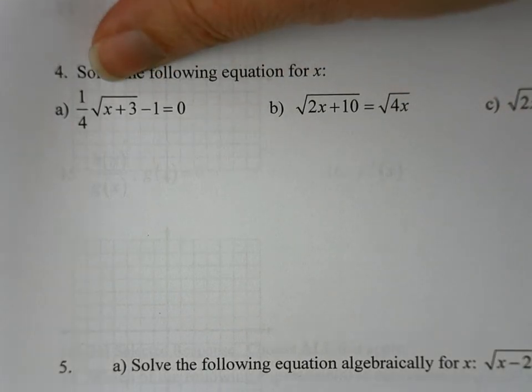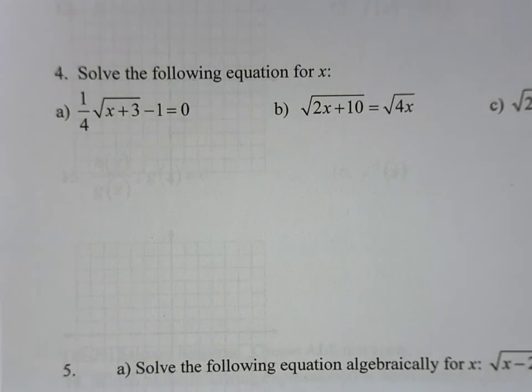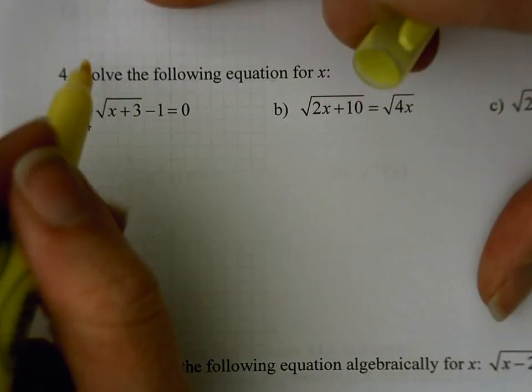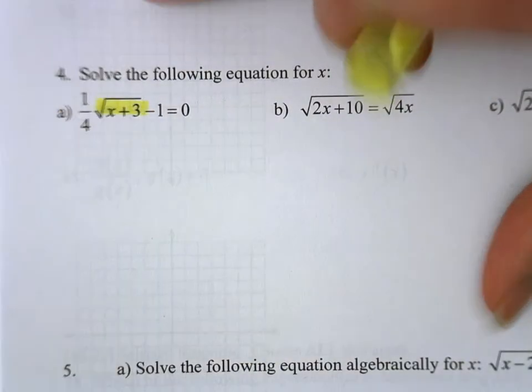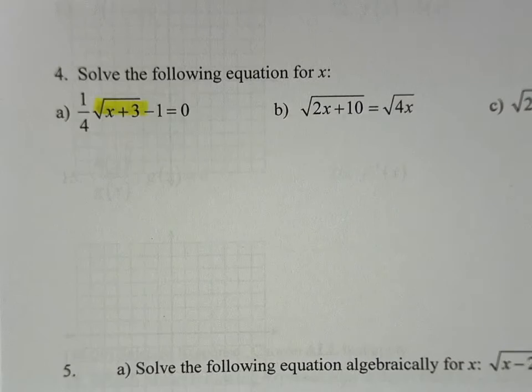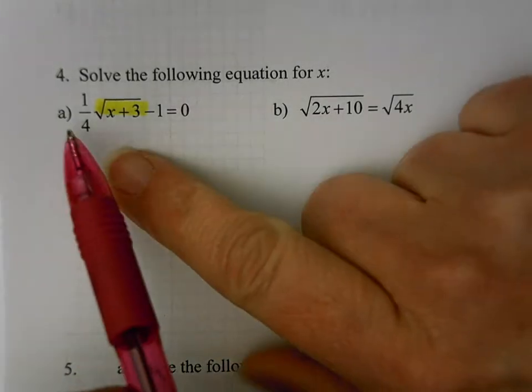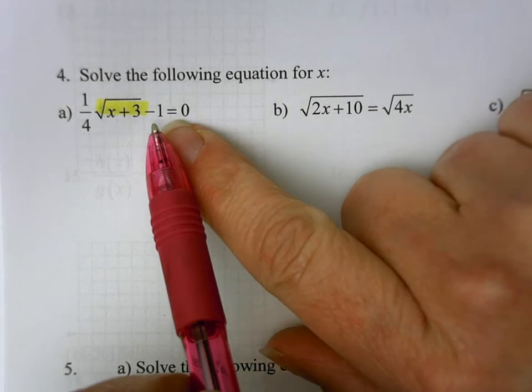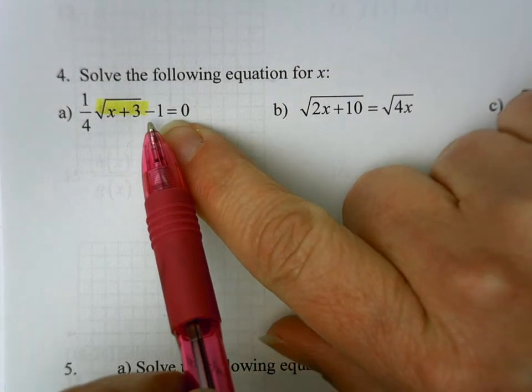So the first thing I always want to do is isolate the square root. So what I'm trying to do is get the square root of x plus 3 by itself. And so anything that is beyond that needs to move to the other side. So I need to get rid of the 1/4 and the -1. And we're going to solve using order of operations backwards.